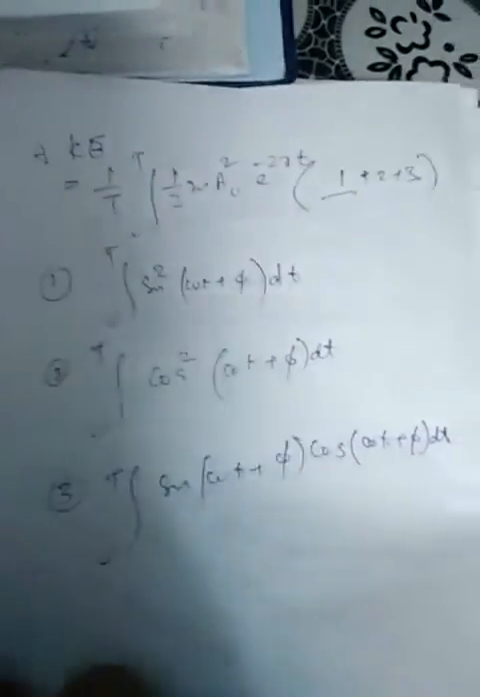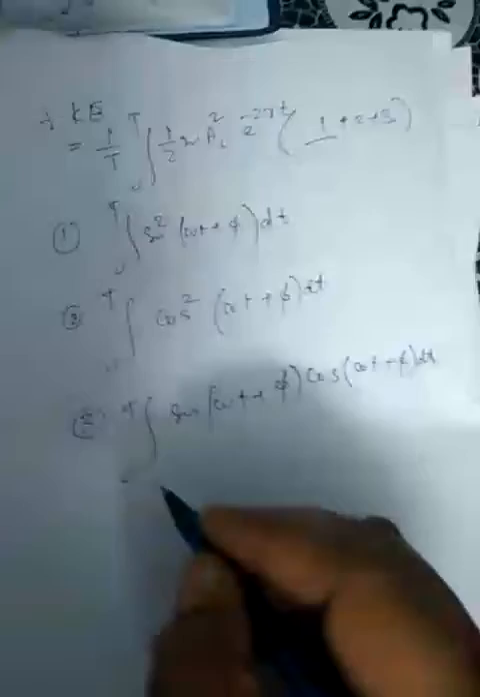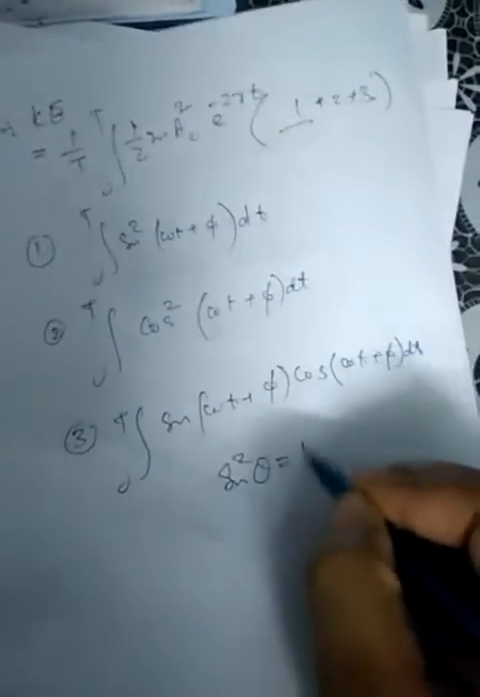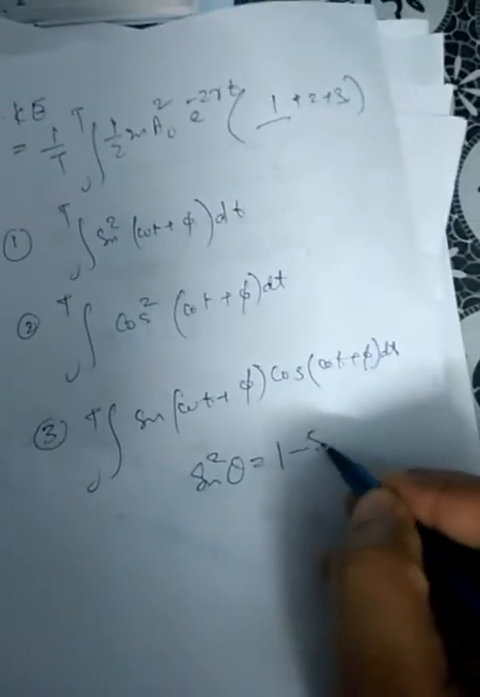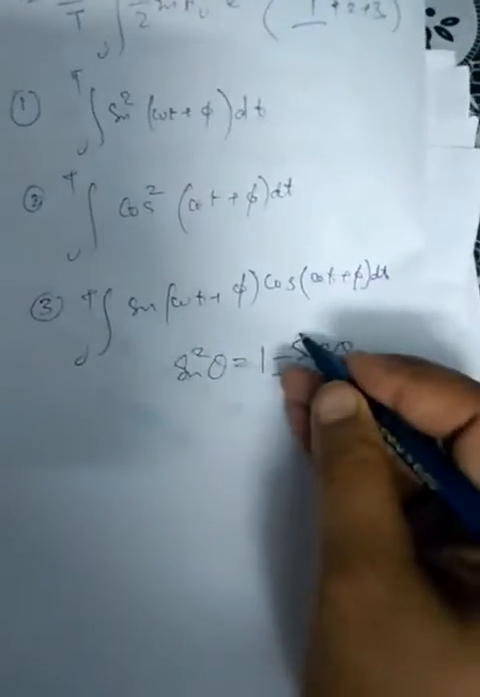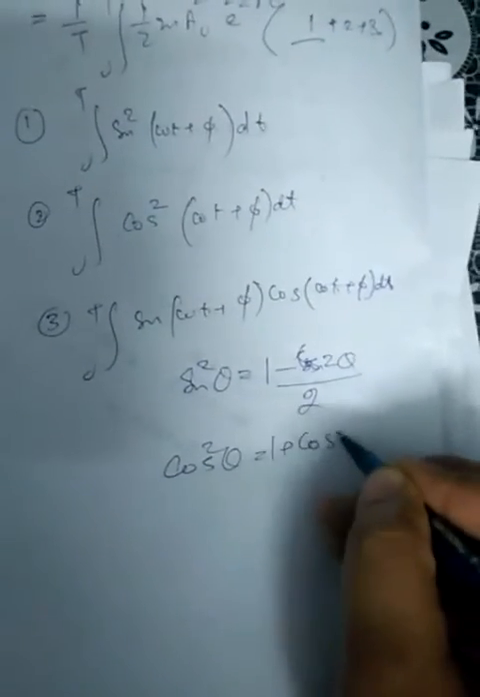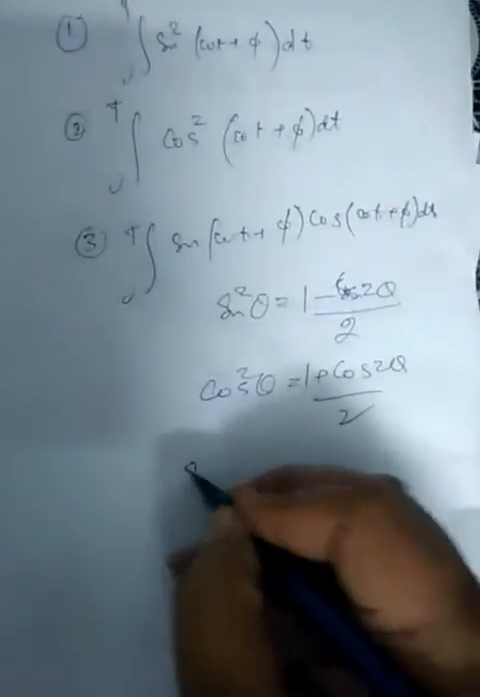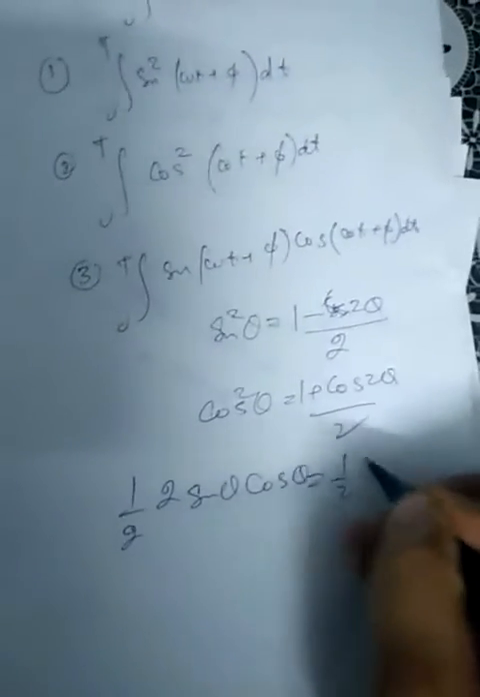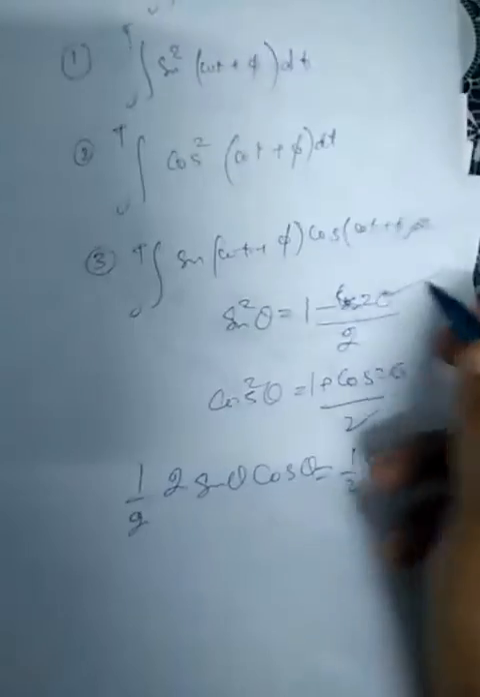Since we know that sin square theta, cos square theta, and sin omega t cos omega t cannot be integrated directly, these can be done by breaking the formula. Sin square theta can be written as 1 minus cos 2 theta by 2, cos square theta is 1 plus cos 2 theta by 2, and sin theta cos theta can be converted by multiplying and dividing by 2, so that it is half of sin 2 theta. Now cos 2 theta and sin 2 theta can be integrated.